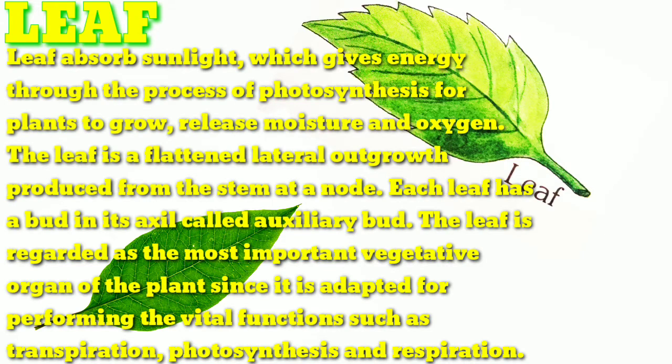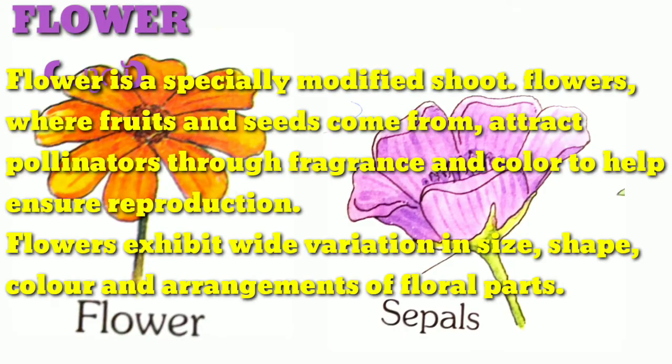Leaf. Leaf absorbs sunlight, which gives energy through the process of photosynthesis for the plants to grow, and releases moisture and oxygen. Flower is a specially modified shoot. Flowers exhibit wide variation in size, shape, color and arrangement of floral parts.